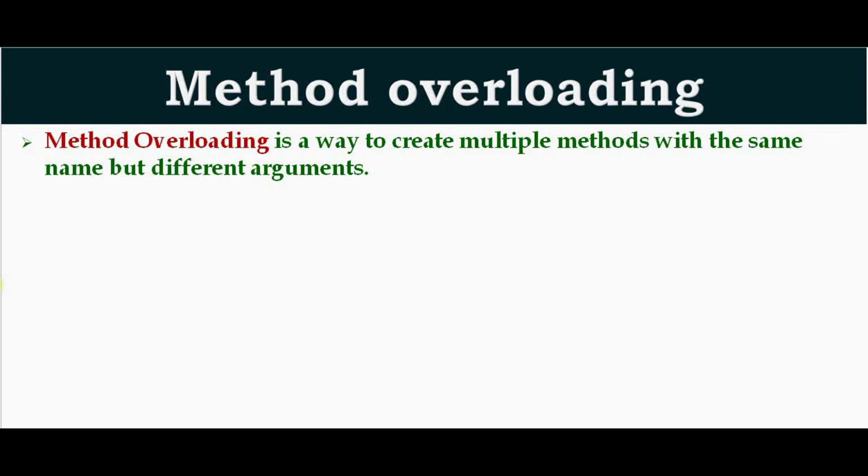The next way to implement polymorphism is method overloading. Method overloading is just creating multiple methods with the same name but different arguments. The best example is here: you can add 2 numbers by passing 2 arguments, 10 and 20. Now you are trying to overload this method by passing one more argument here. So here the method is overloaded since the number of arguments is different.